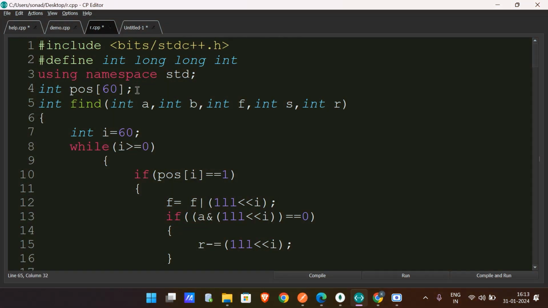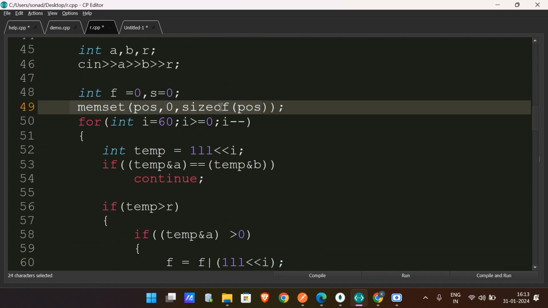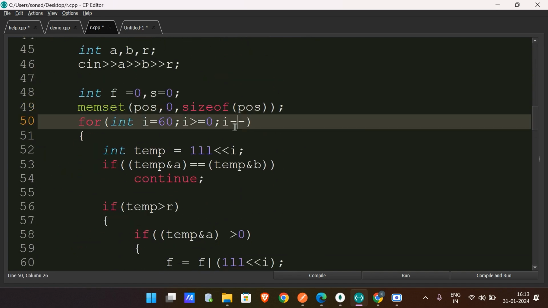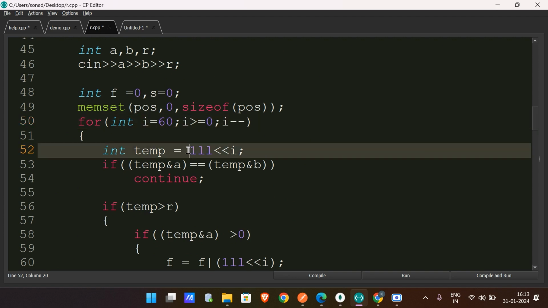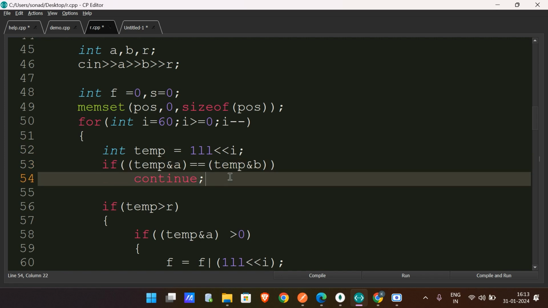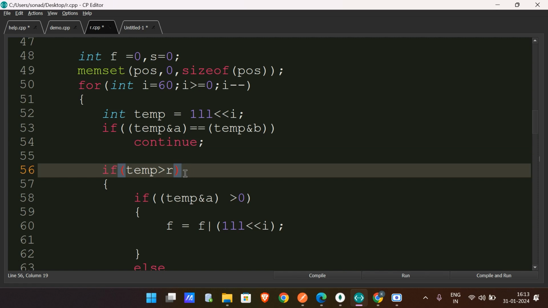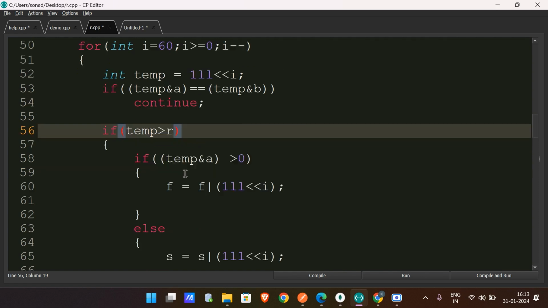In this code, I have first taken a position array and then initialized this with 0. Now I'm moving from 60th position to 0 position. Temp is to check whether at the ith position A has 1 or 0. Either of them are same or not. If both are same, it means A and B at the ith position have the same bit. So we don't have to do anything if both the bits are same at the ith position, because they will get eliminated when we are subtracting.